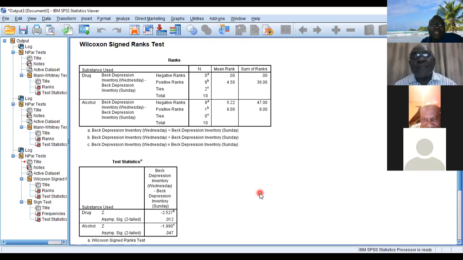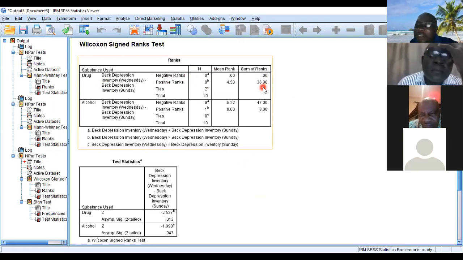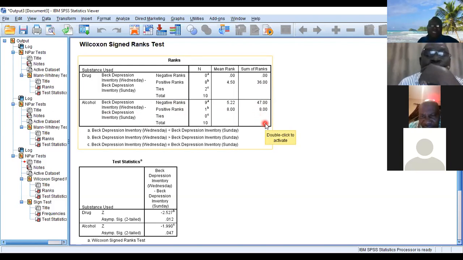What we have just done is pair separately for drug users and separately for alcohol users. That's why it gives you two outputs. For drug, you can see the negative rank. The sum of the negative for drug, if you remember, is 0. The sum of the positive is 36. By Wilcoxon, 0 is the statistic. Then for alcohol, the sum for the negative is 47, the sum for the positive is 8, and by Wilcoxon, 8 is the statistic.